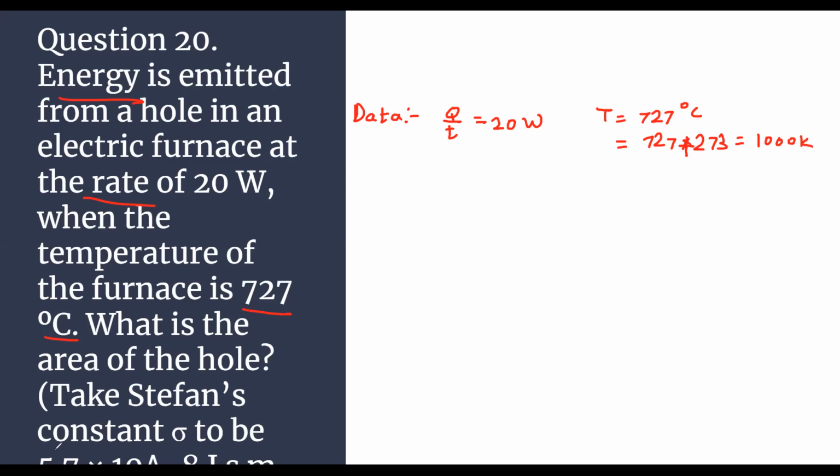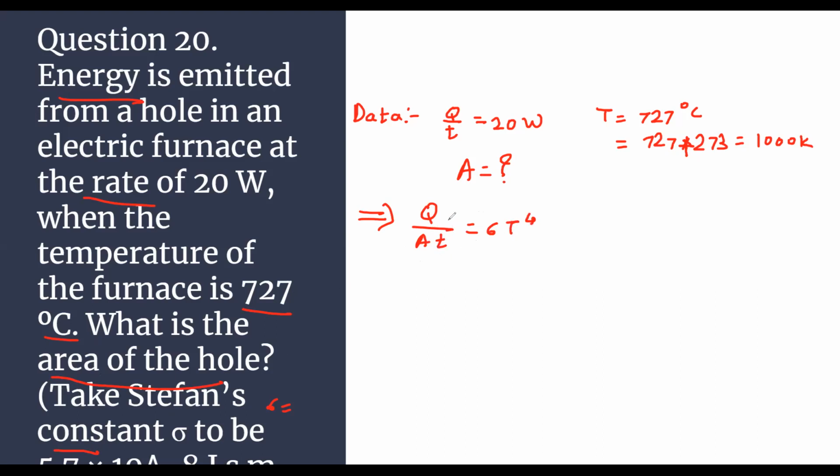Stefan's constant is given to us. That is a constant value. And we need to find out the area of the hole. It means A is equal to question mark. Then let's solve this sum. Again, the same formula we'll be using, which is Q upon AT is equal to sigma T raised to 4.